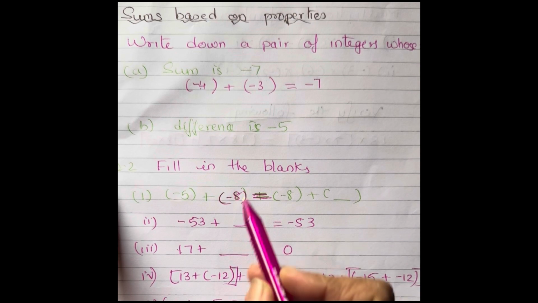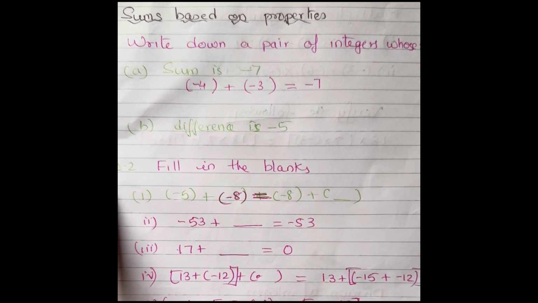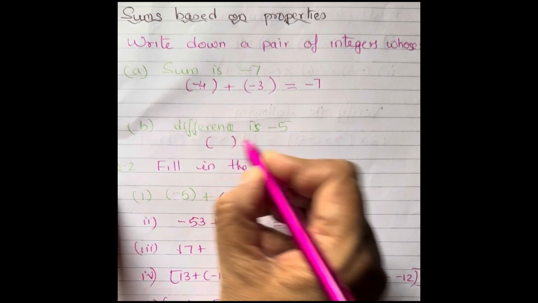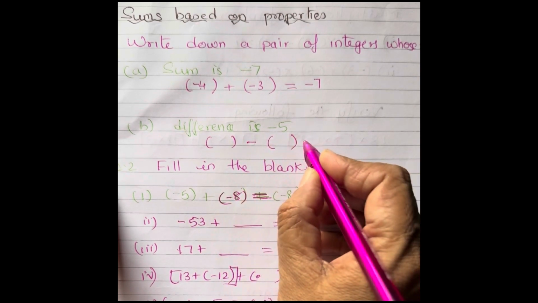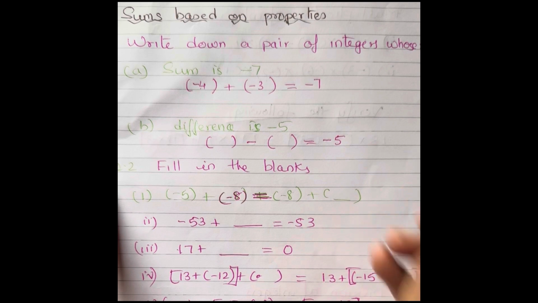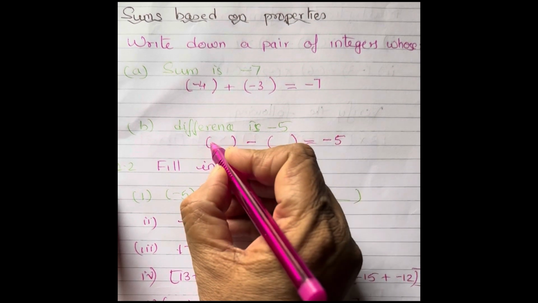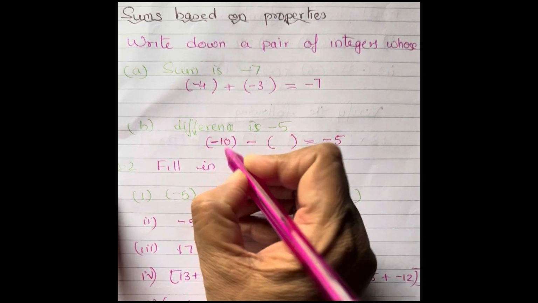Similarly, the other type of question is difference is 5. Now you want the difference as 5. So again, what I told you, put two brackets, you want two integers whose difference, so put a minus sign, is 5. Now again, think of two numbers whose difference is 5. Don't think about negative 5 first. So like 10 minus 5 is 5. Okay. But you want a negative 5, so your larger number, the bigger number, should be negative.